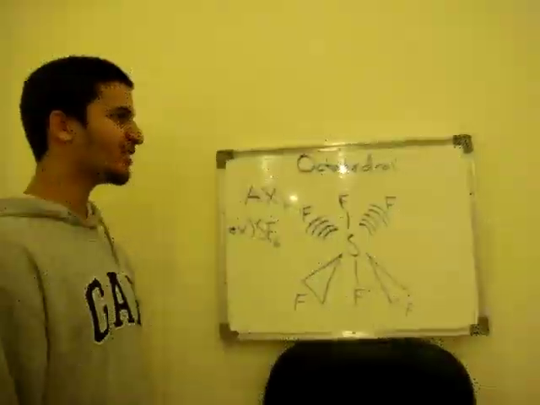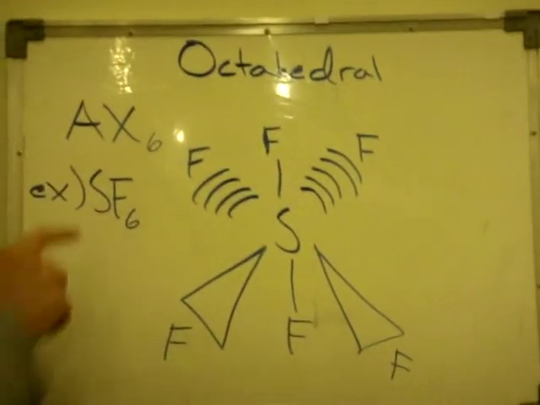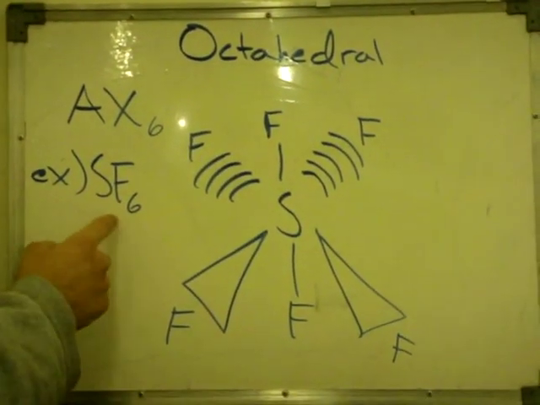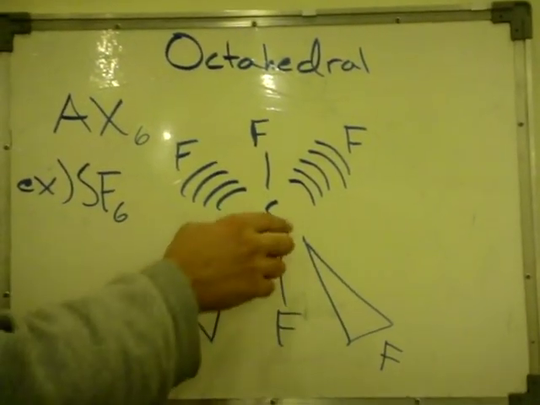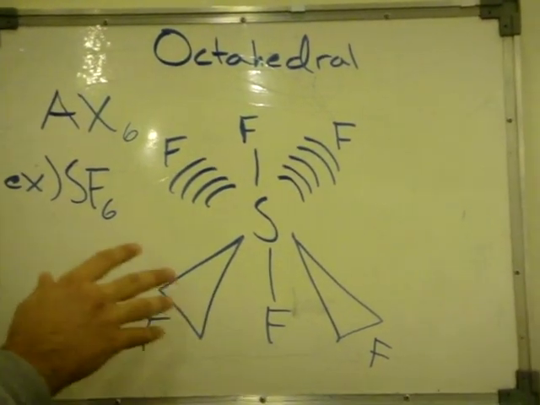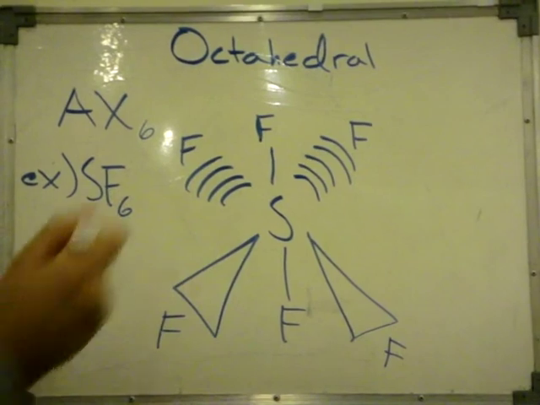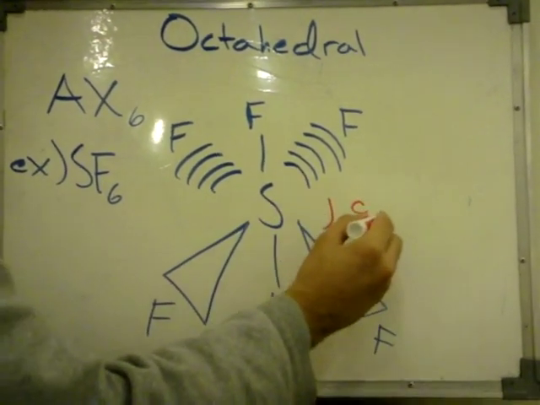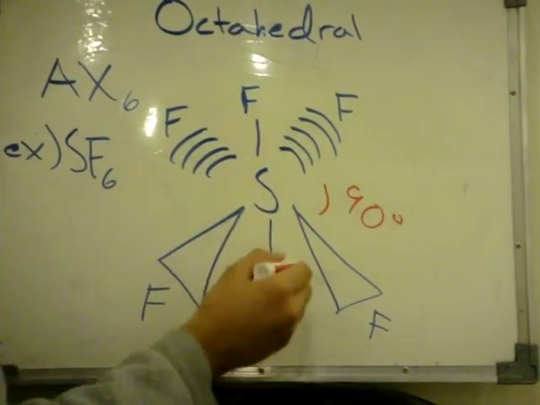Steric number 6 is the octahedral. This is the basic structure of the octahedral, and this is an example, SF6. The same thing applies here, the central atom, the surrounding atoms, and the angles here are all 90 degrees. So all of them will be 90 degrees.